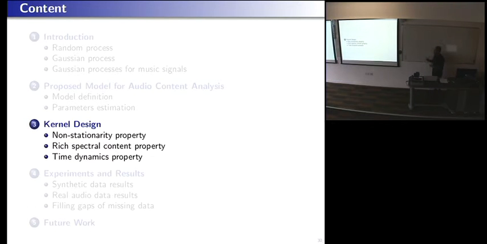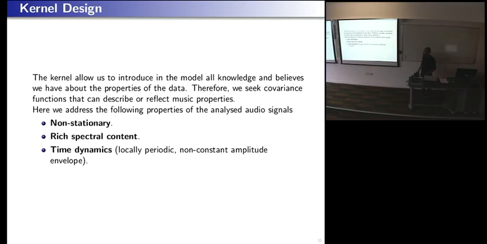As I said before, the most important part of the model is the kernel, so how to choose the proper one, how to build the proper one. Having clear what the properties of the signal we want to model are and how to reflect those properties in the covariance function. So we now focus on how to get a covariance function that describes some properties of music signals.